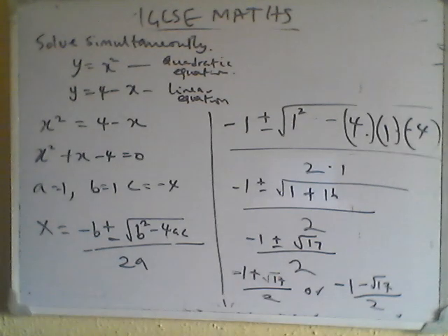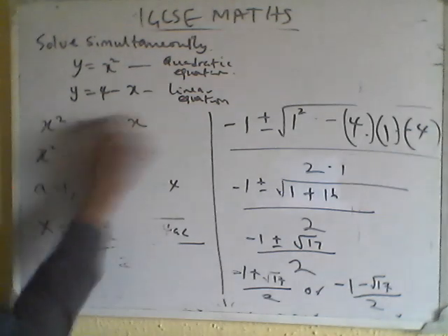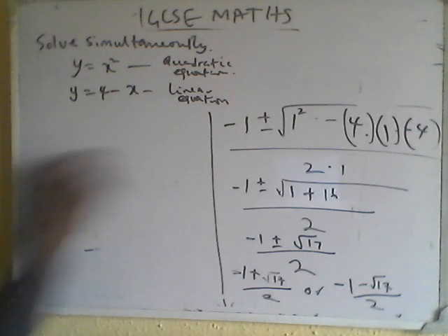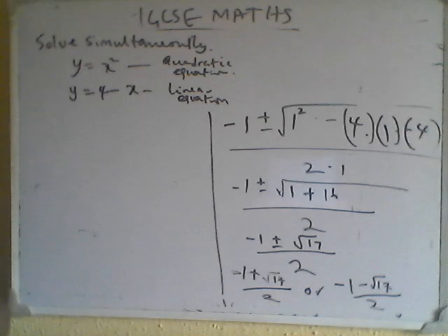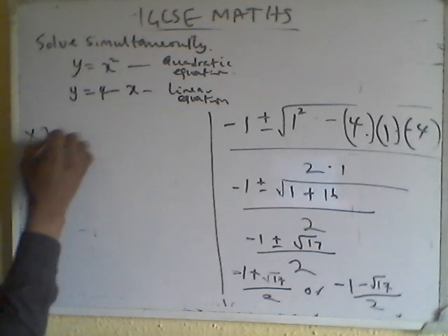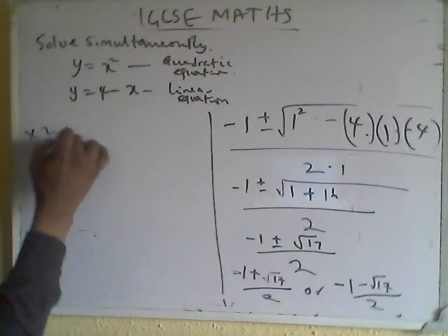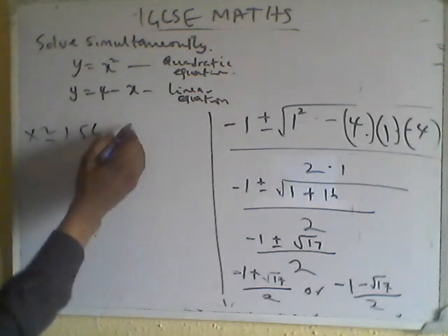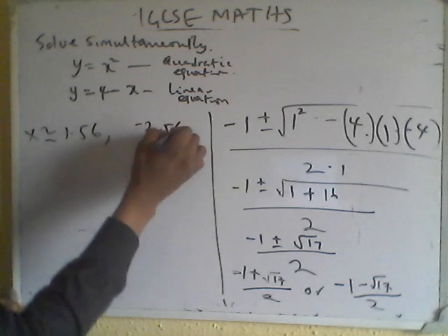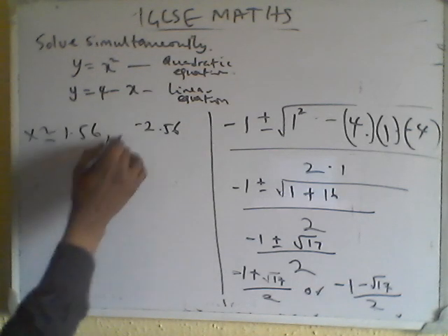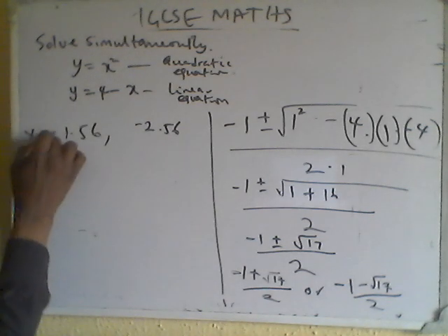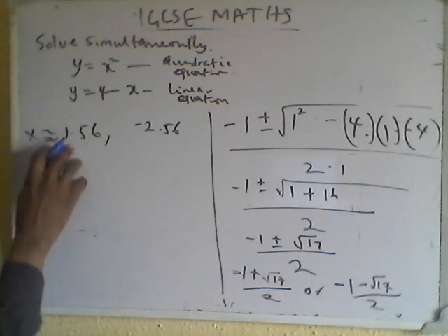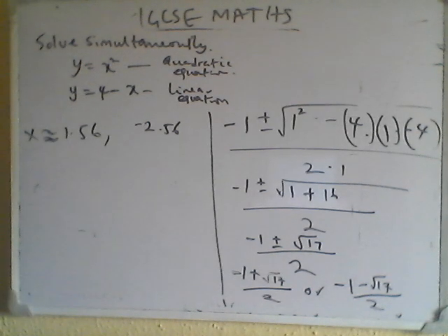Okay, so I'll resolve this and resolve this. So I'm getting two values of x. So the first value of x will be approximately 1.56, that's for this side. And for this side, it will be minus 2.56. Okay, so these are the two values of x. X is approximately 1.56 or minus 2.56.